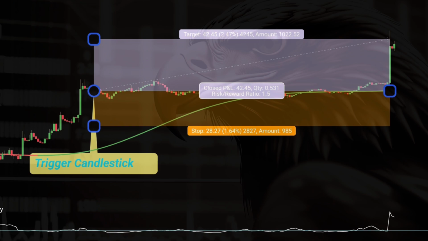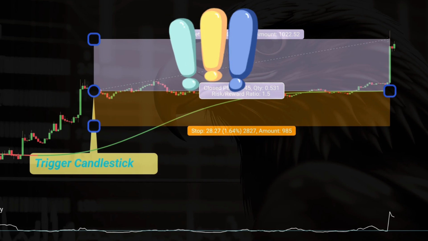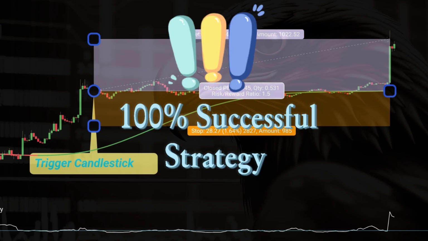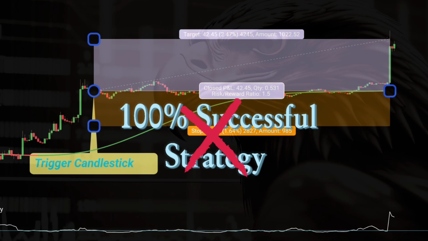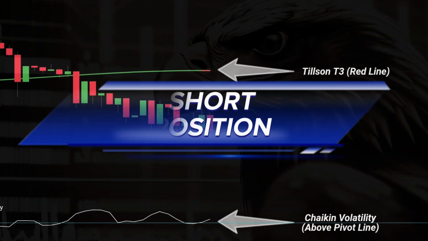Once a strong signal is captured, the probability of a successful trade outcome is high. However, please keep in mind that no strategy can achieve 100% accuracy. Let's look at a short position example.